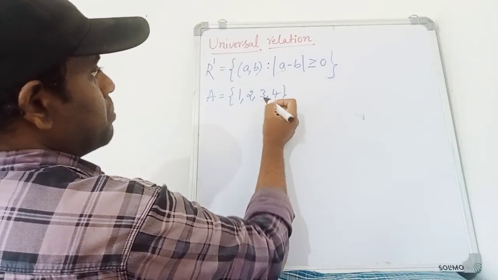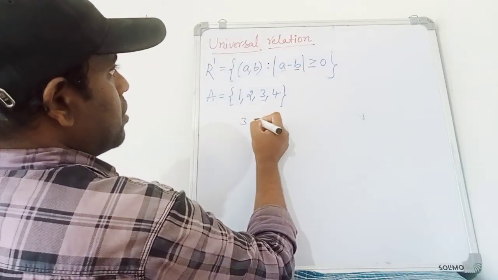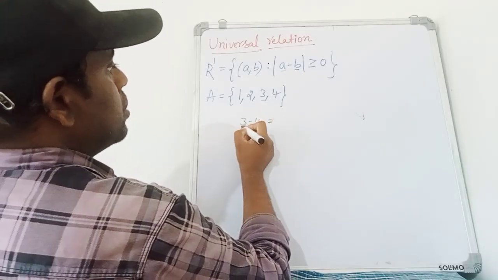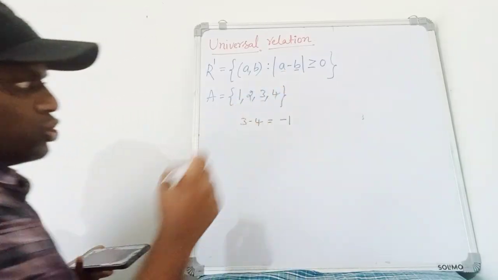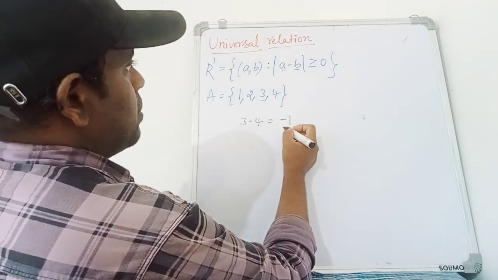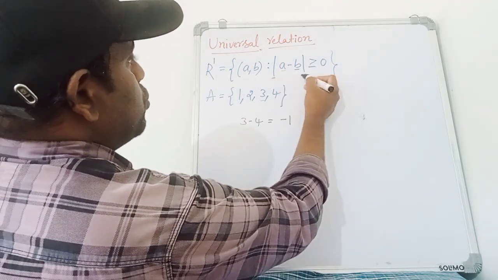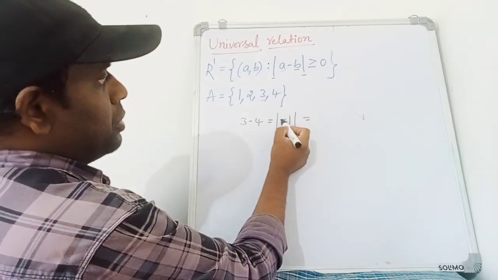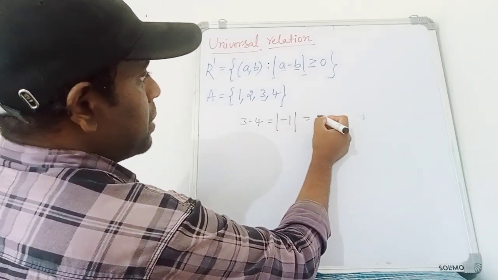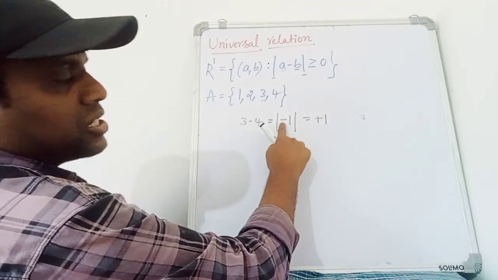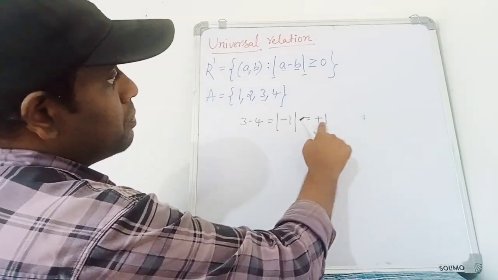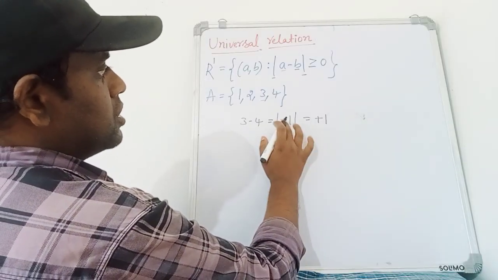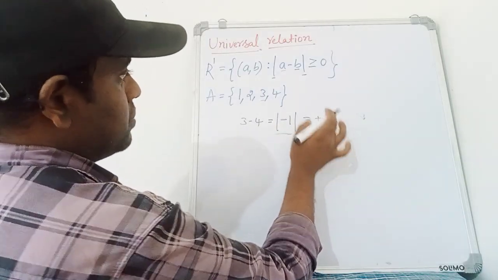For a, I will take, for example, 3. For b, I will take 4. So a minus b means 3 minus 4, we get minus 1 actually. But they have used the absolute value symbol. When you take this symbol, even if it is minus, you will get plus 1. If it is plus 1, plus 1 only. If it is minus 1, plus 1 only. So when we use this modulus symbol, even if it is minus, we will get plus only.